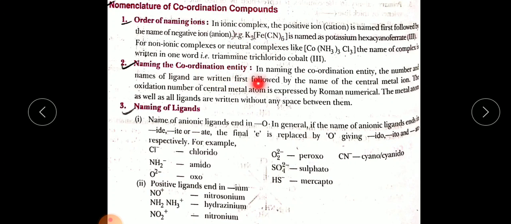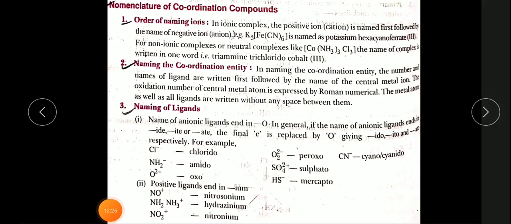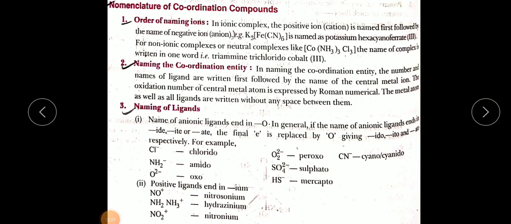Naming of the coordination entity. In naming the coordination entity, the number and the names of ligands are written first, followed by the name of the central metal atom or ion. The metal atom as well as the ligands are written without any space between them.